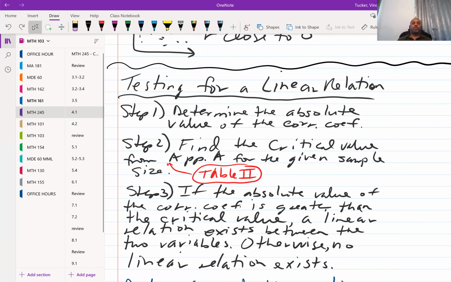All right, so testing for a linear relation. I actually think this is the last thing out of this section. So we want to determine the absolute value of the correlation coefficient first. Find a critical value from Appendix A, Table 2, for the given sample size. Anyway, I'll show you where it is in the book. And if the absolute value of the correlation coefficient is greater than the critical value, a linear relation exists between the two variables. Otherwise, no linear relation exists. So we're going to walk through those steps with a problem in a second.